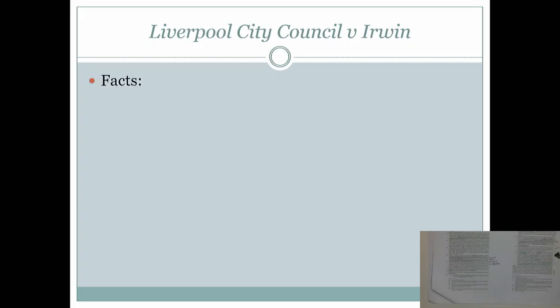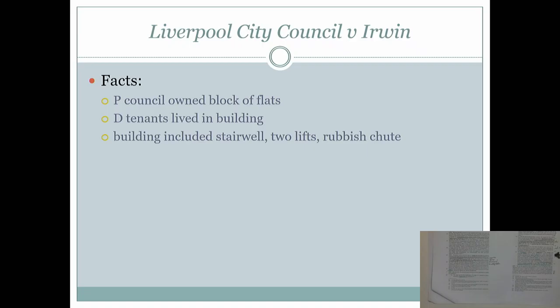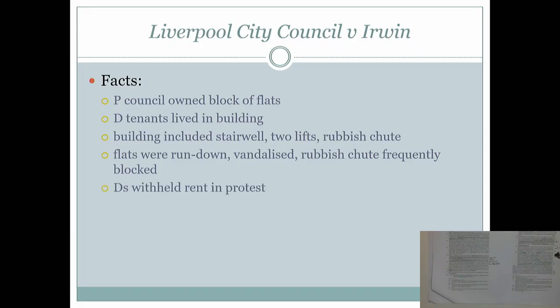And over time, the tenants lived in it, and over time the common areas, that is the stairwell going up, the lifts, and the rubbish chute became degraded. The flats overall were run down, they were vandalised. The rubbish chute was frequently blocked and the lifts didn't work. And the defendants got so sick of this that they withheld their rent. And the plaintiff, the council, sought to evict them for failure to pay rent.